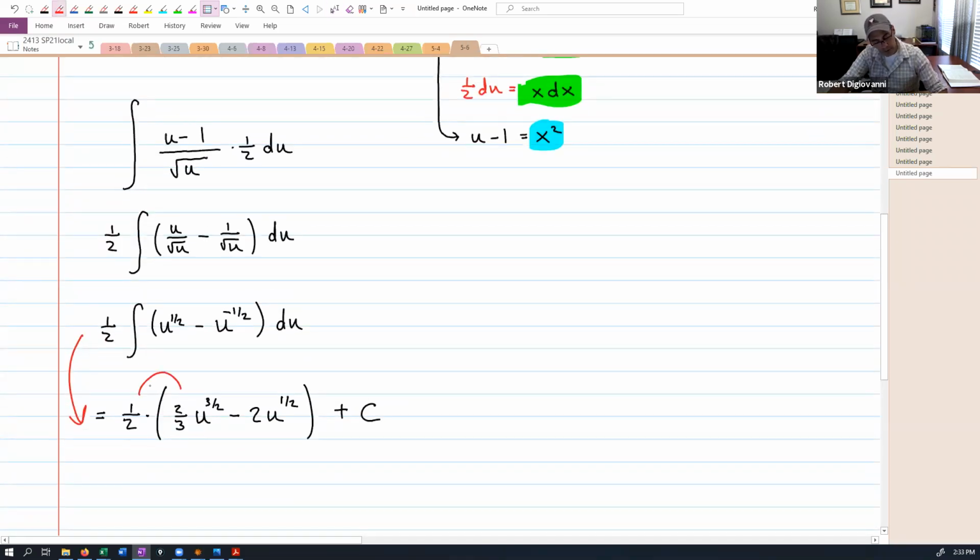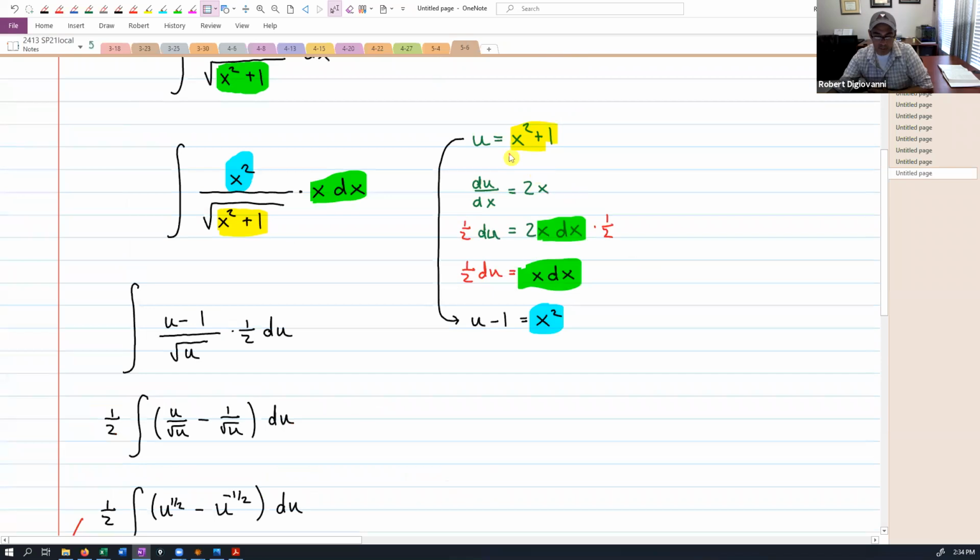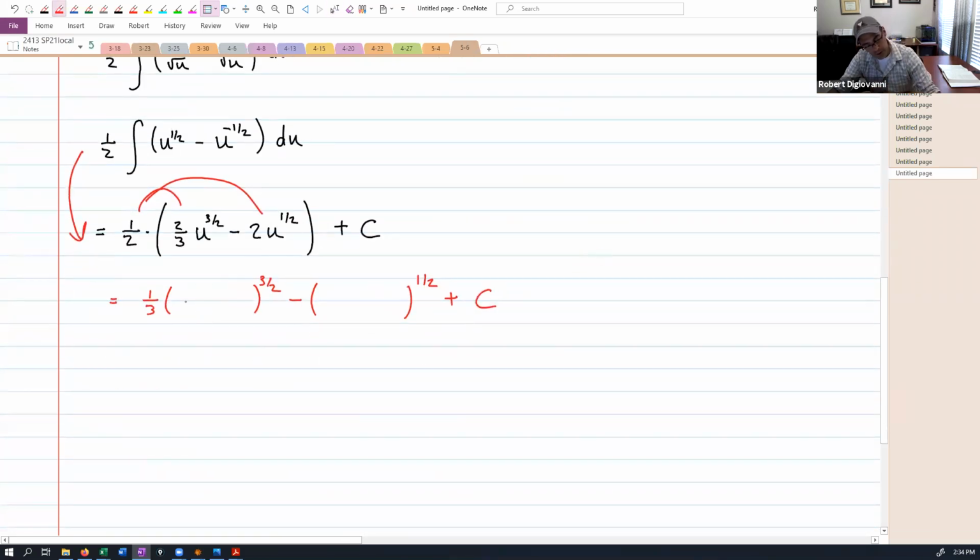I'm going to now distribute my 1/2 through. When I do that, I get 1/3 u to the 3/2 minus, the 1/2 and 2 cancel, so u to the 1/2 plus c. And u in this problem, I believe, was x squared plus 1. Yeah, x squared plus 1. So there it is, x squared plus 1, x squared plus 1.